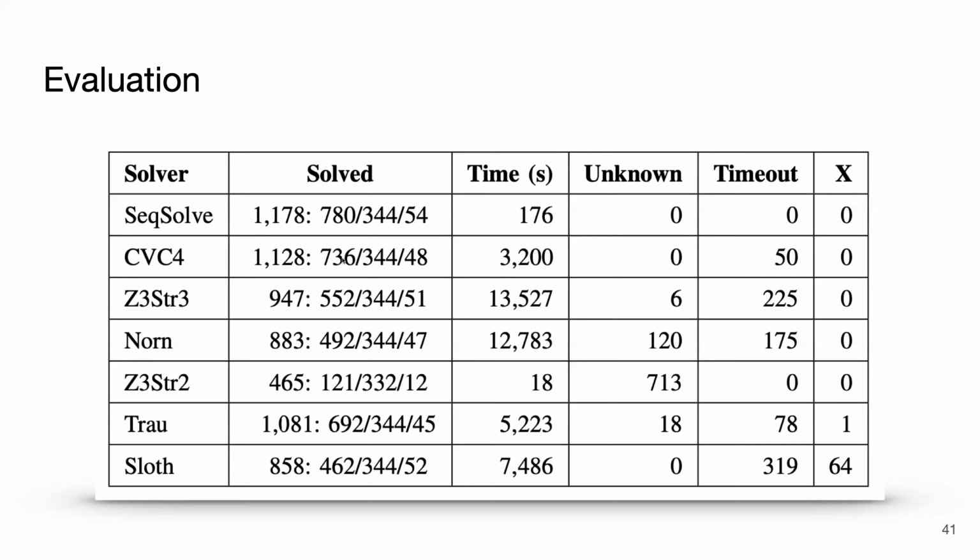CVC4 took less time, but it timed out on 50 of the problems. It took 3,200 seconds, including the timeouts. Z3STR3 was able to solve 947 problems, and it timed out on 225. Similarly, Z3STR2 took the least amount of time, but notice that it returned unknown on most of the problems, more than 60% of them. Trau and Sloth gave incorrect results on 1 and 64 problems.